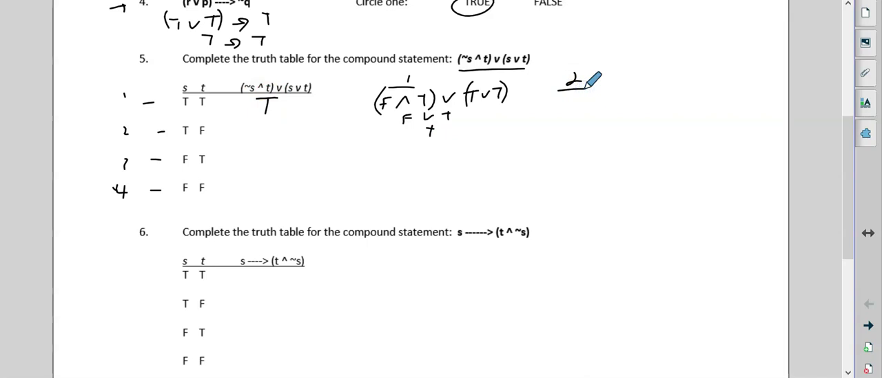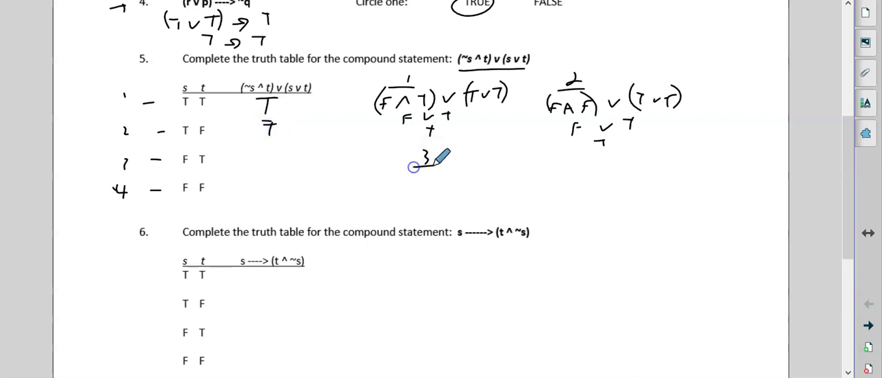Situation 2. Not S would be false, just like before. And T, which is this time false. There I go, put in the and again. Or S or T, T or F. So this is false for sure, or true, which ends up being true.